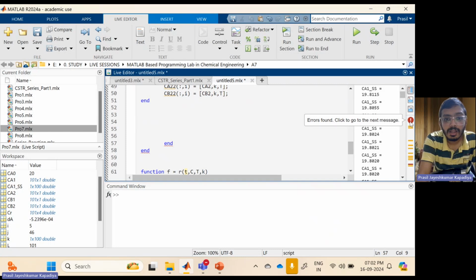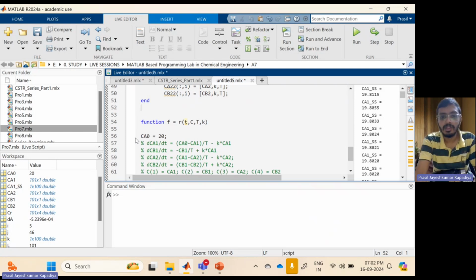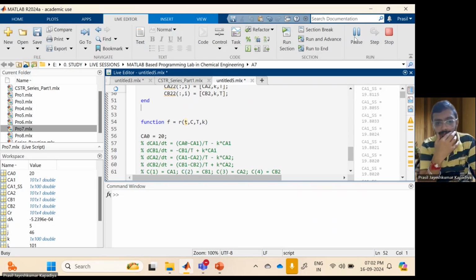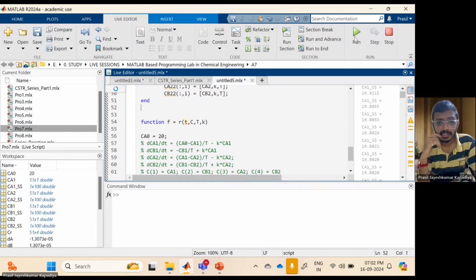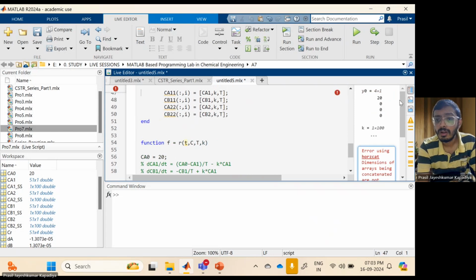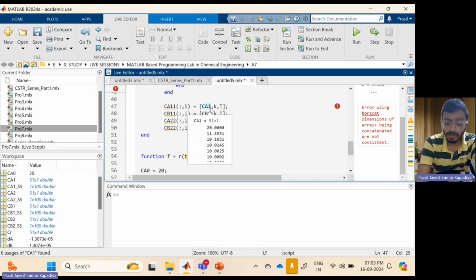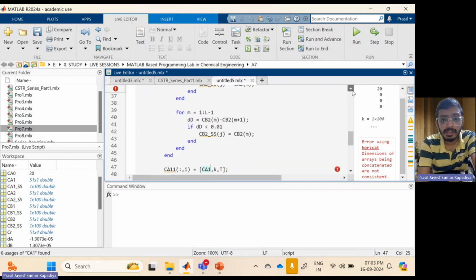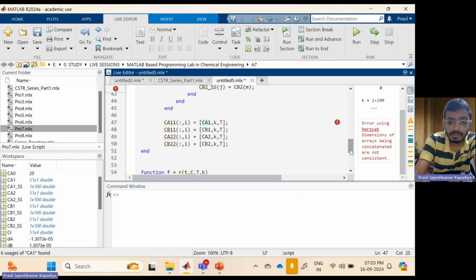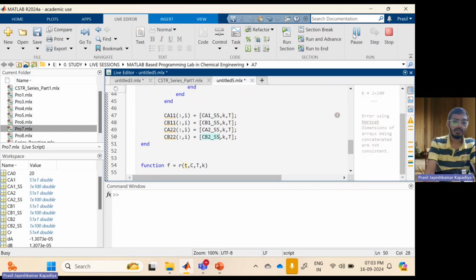Okay, there are some errors. Okay, here these two end. Okay, I hope it is clear now. So if we run this, yeah, here it should be not CA1, but it should be what we have given the name. It is CA1 underscore SS. Okay, so it should be CA1 underscore SS. Now it should not cause any issue.